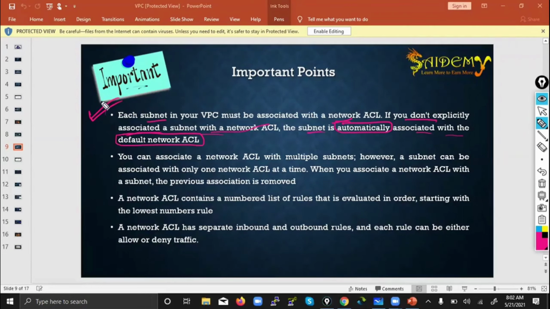Just study this first sentence completely, and let me know what you understand from it. Anyone explaining that? The answer is there on the slide. You just explain to me what is written. Yes, correct. The subnet must be associated with a NACL. Yes, right.